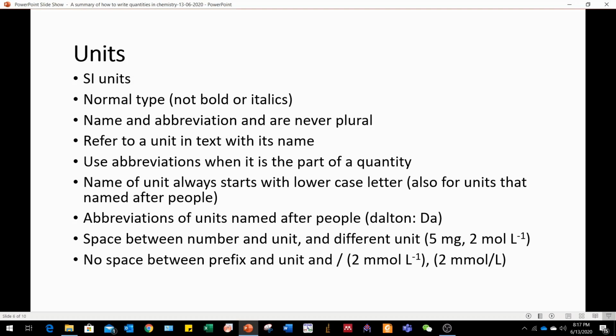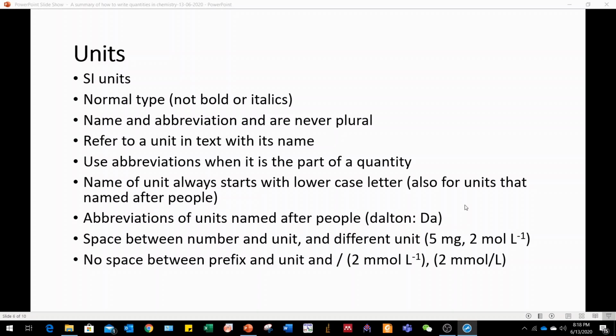Abbreviations of units that are named after people can start with a small d for Dalton when you are expressing it in text, but when you are expressing it in a quantity, then you should use a capital D in its abbreviation.